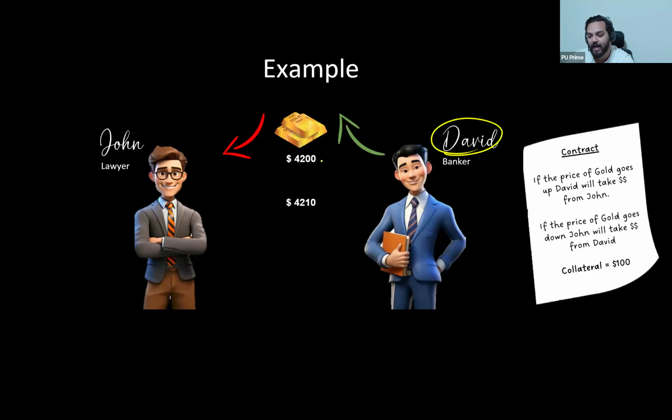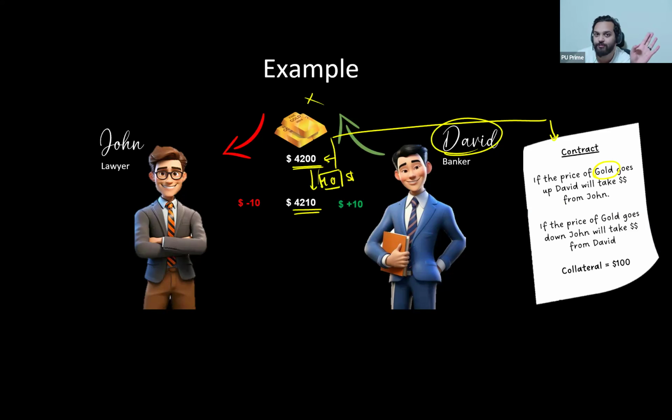So David has entered his position as a buy at 4,200. Now the price goes to 4,010. This is the difference, and this difference is based on this contract. So there is no physical gold that we own. We just write the gold here and we wait for the difference. And that's it. The other guy is going to lose $10. That's the whole concept of contracts for differences.